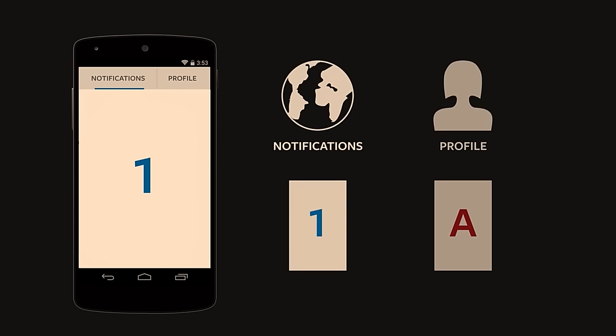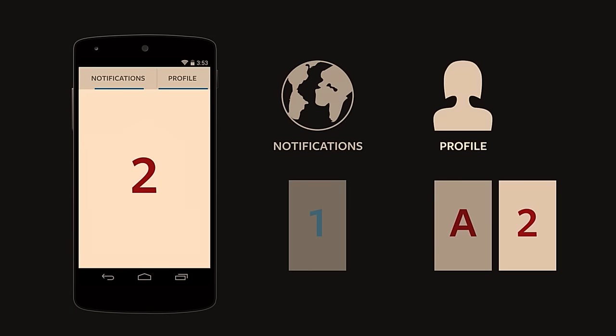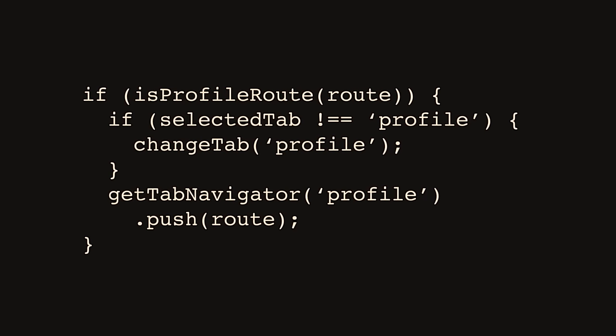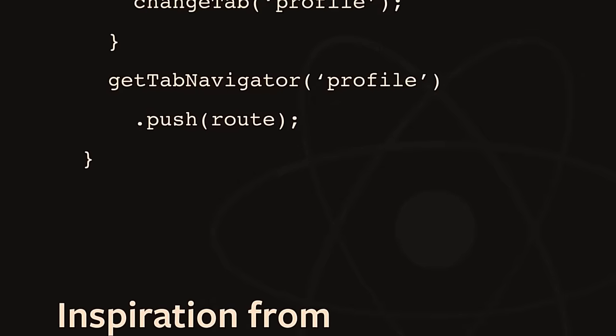But one day, we need a link that goes from the Notifications tab to a new page in the Profile tab. So we can write some code that handles this, checks the route, and switches the tab if we need to. But eventually, linking code like this gets scattered throughout the app. It breaks the encapsulation of our components, which makes it really hard to share code as our development team grows.